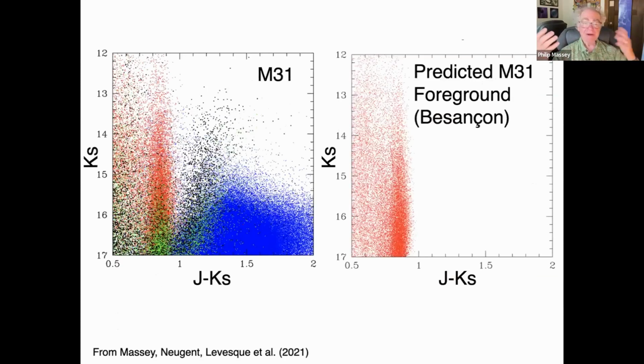This is an example of how well this works. This is in the Andromeda galaxy, in which we see on the left the red points are the ones that Gaia tells us are foreground. Then the black points are the ones that Gaia tells us are members. The green are the ones, well, we're not so sure about. And the blue are the ones for which there are no Gaia data. And you can see, however, how well the foreground stars match the prediction of these wonderful Besançon Milky Way models in the direction of M31.